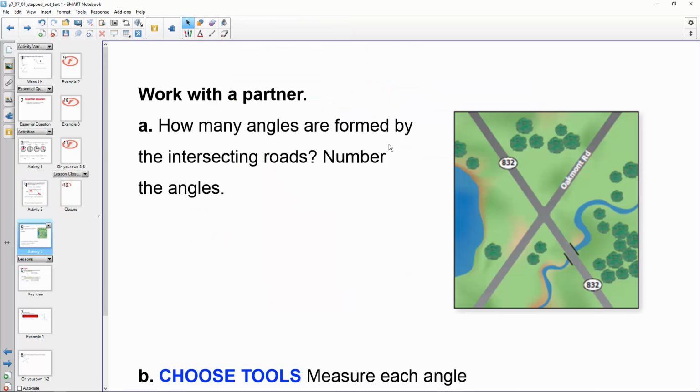Next one says, how many angles are formed by the intersecting roads? So I have these two here. If I look, I actually have 4 angles. I have 1, 2, and then I have this one over here, 3, and 4.